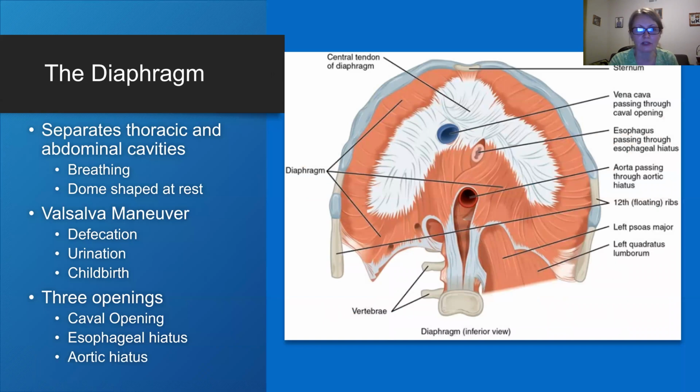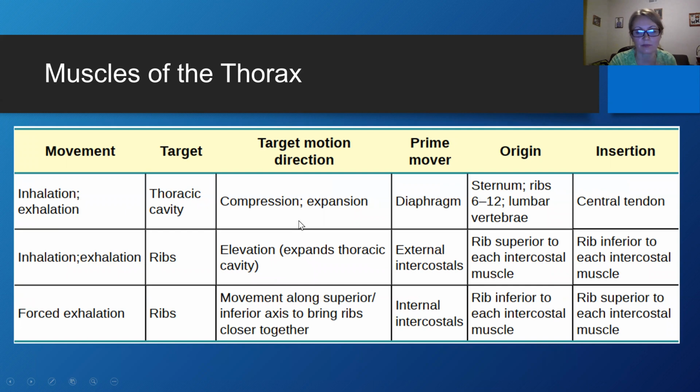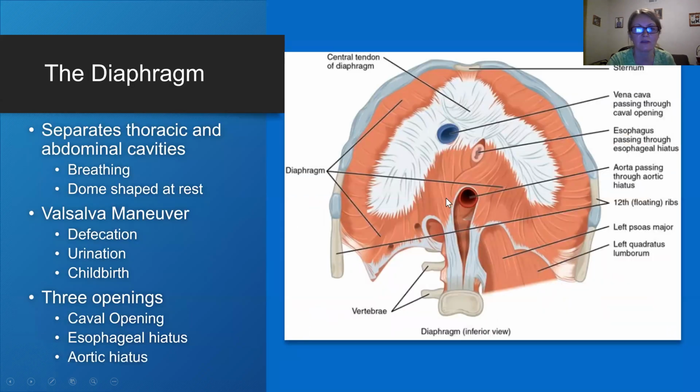And these muscles, we're going to look at it. That's a diaphragm, and the diagram is before the picture. So the diaphragm is a skeletal muscle that separates the thoracic and abdominal cavity and is involved in breathing. It's a dome-shaped structure when it's at rest. It's involved in an interesting maneuver that's called the Valsalva maneuver.